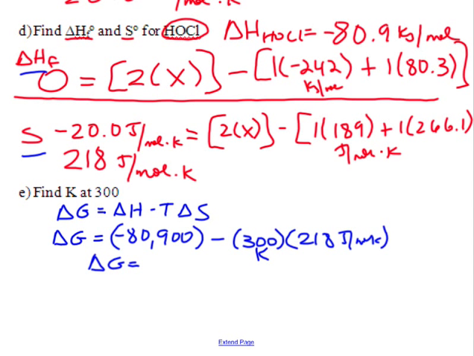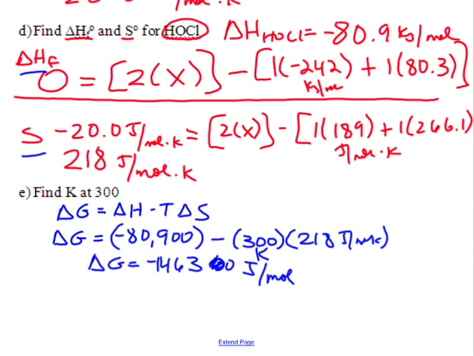Which is what? I think this is going to be wrong. 15,000? Can I get a second on that? Okay, I'm hearing a bunch of 14s. Negative 14,600? All right, are we good with that?